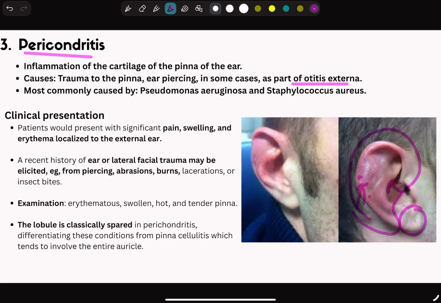It's the same bacteria that will cause otitis externa, and the patient would come with a very painful erythematous pinna. It's really, really painful, and we will see it very obviously on examination. And when we see it, it's very important that we rule out any collection that needs to be drained straight away.